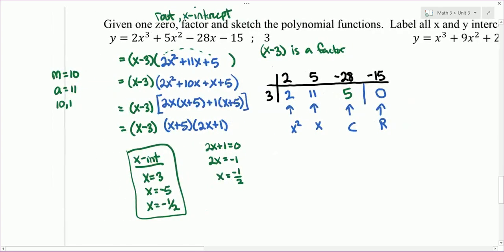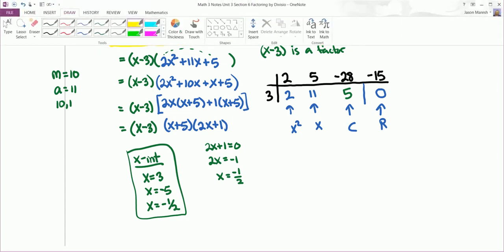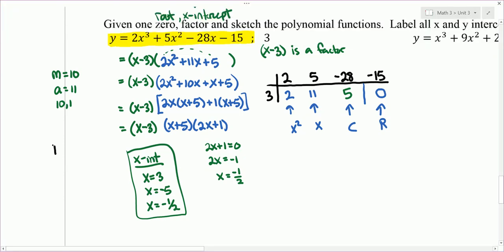Let's find the end behavior. When I find the end behavior, I'm going to go and look at the original problem. It's easier to see what the degree is and what the leading coefficient is when you're looking at the original problem than in the factored form. So we see that the degree is 3, that's your highest power, and that's an odd number. And the leading coefficient we see is positive 2, which is positive. And so because the leading coefficient is positive, we know the right end's pointed up. Because the degree is odd, we know the left end is pointed in the opposite direction.